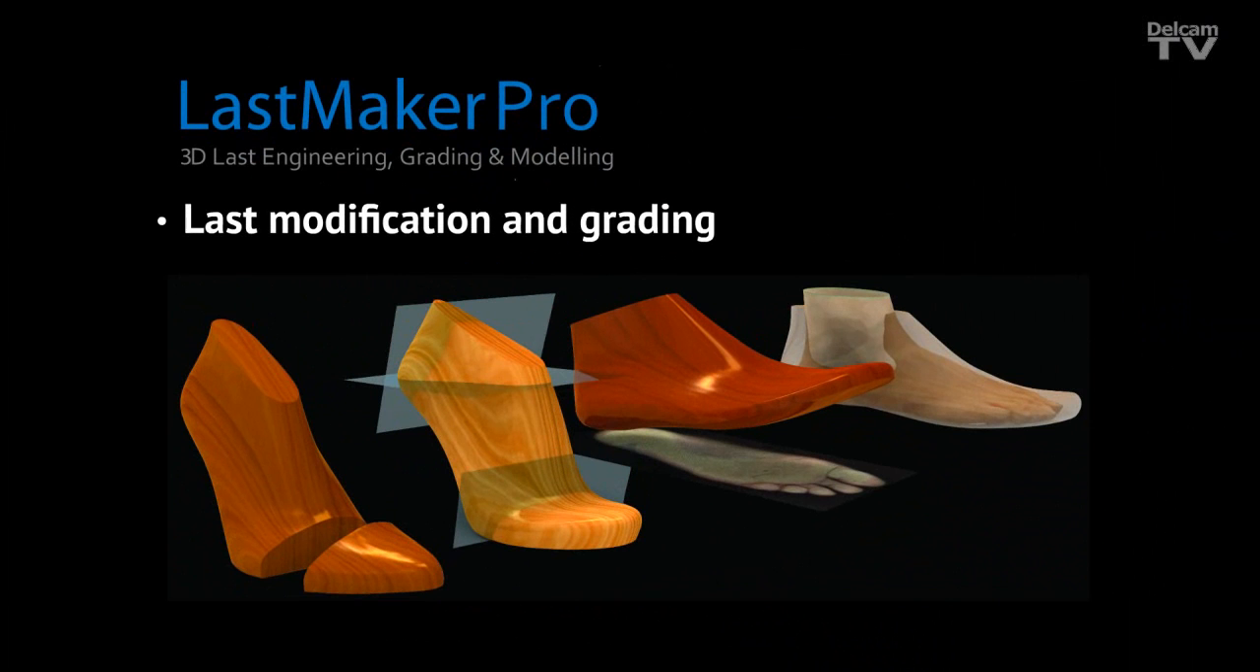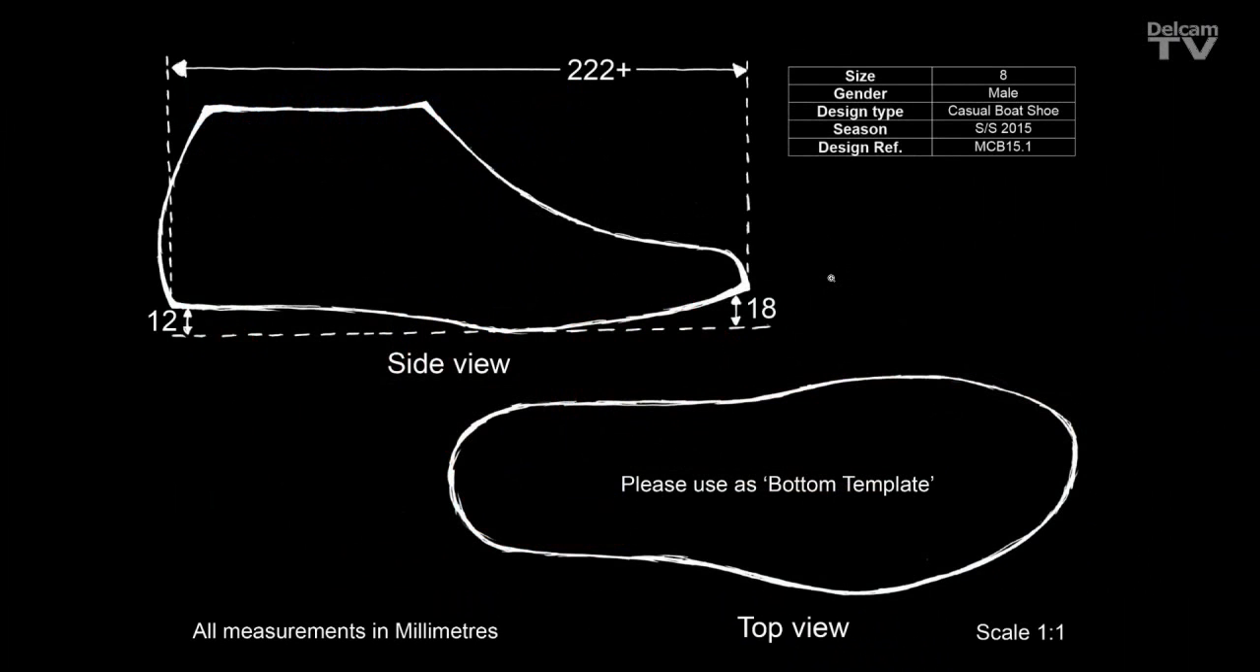Over in the factory, we can begin working on the last creation. To do this, we can use Last Maker Pro, and this allows us to modify existing lasts and also grade them. This is the information that has been given to me by the designers. As you can see, I have some information about the heel height, the toe spring, and also the bottom template. I've also got a design type here, as well as a size and just some general information.